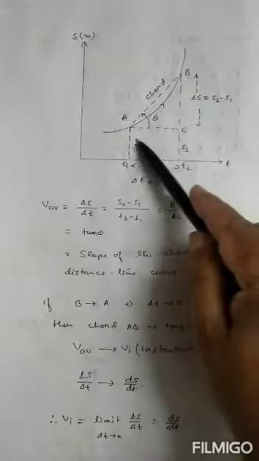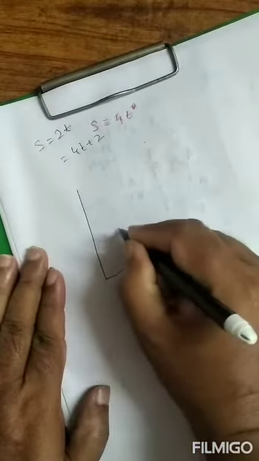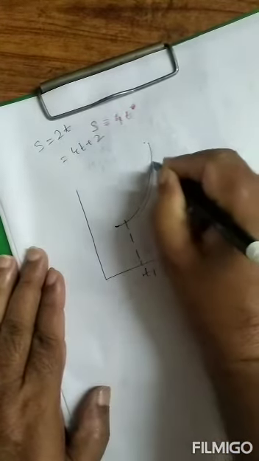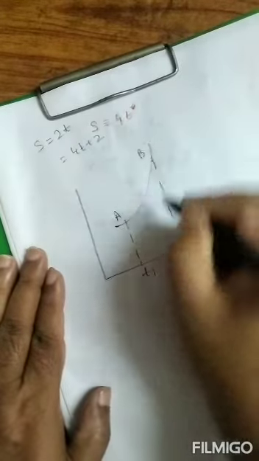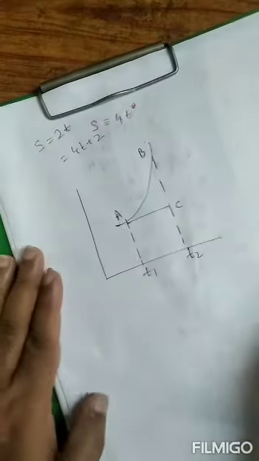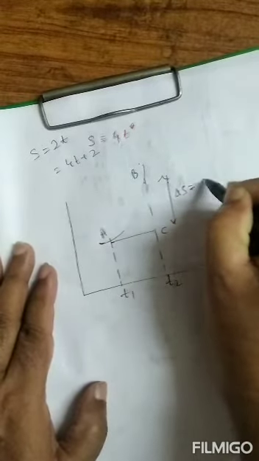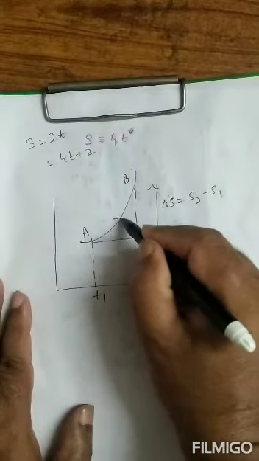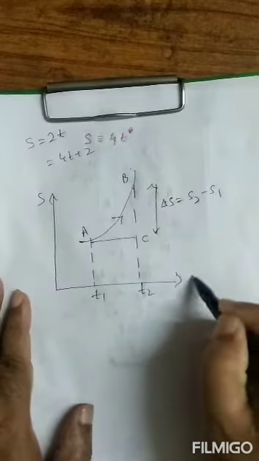But at this moment, I want to draw the graph for you. Otherwise, it is a complex case for you. It is like this, yes or no? So this is T1 and this is T2. This is A, this is B, and this is C. This is called delta S. Delta S is S2 minus S1. Body moves according to this curve. This side distance, this side time.